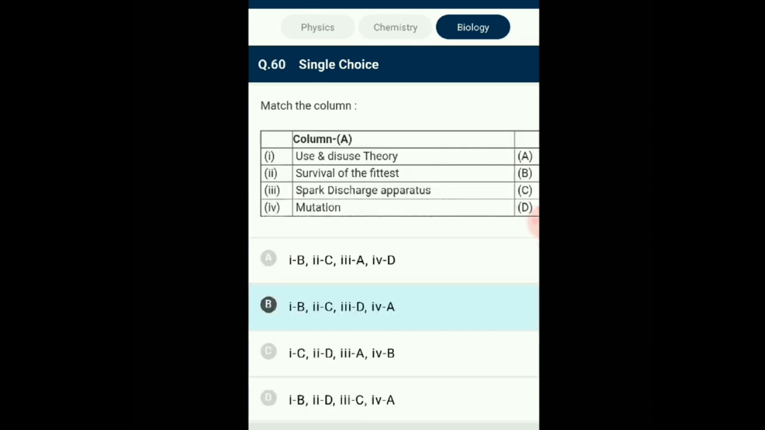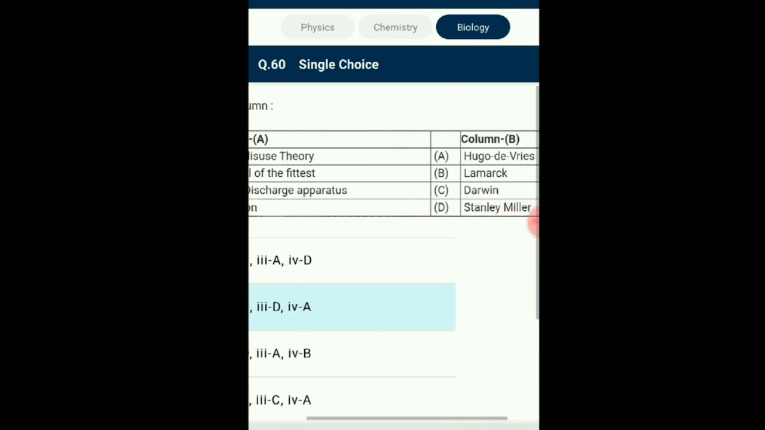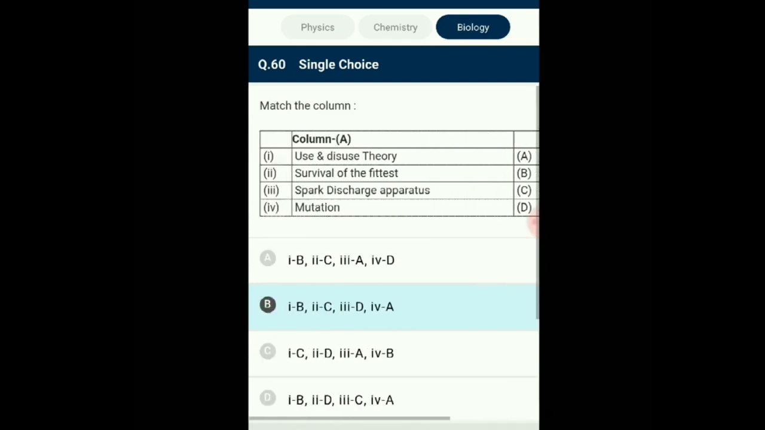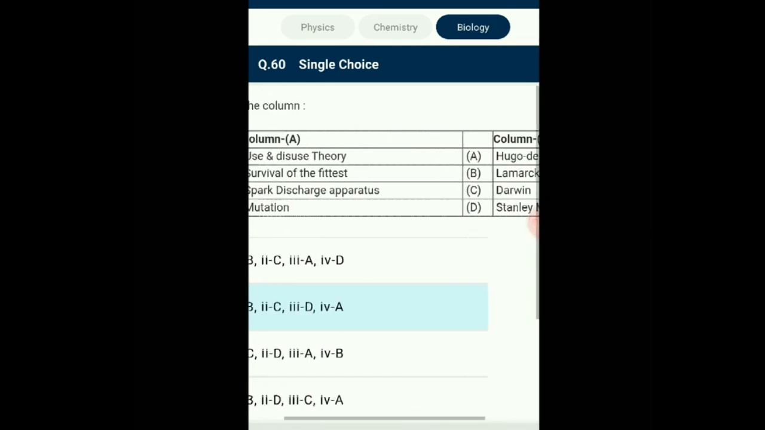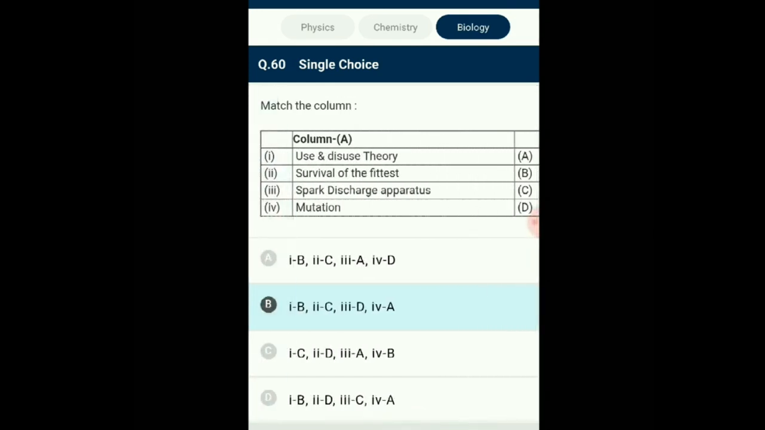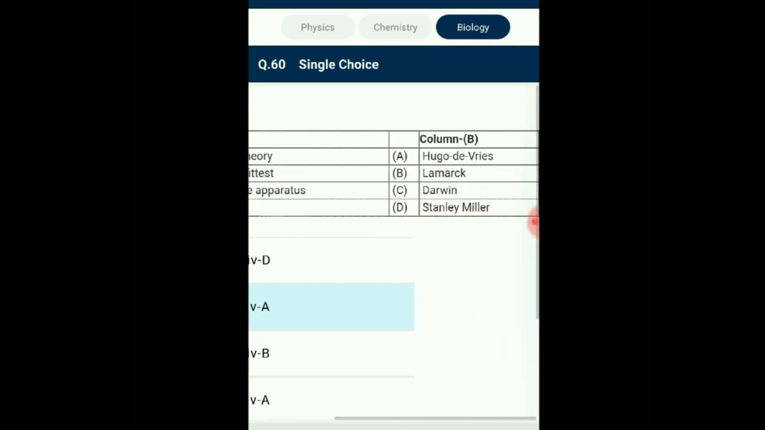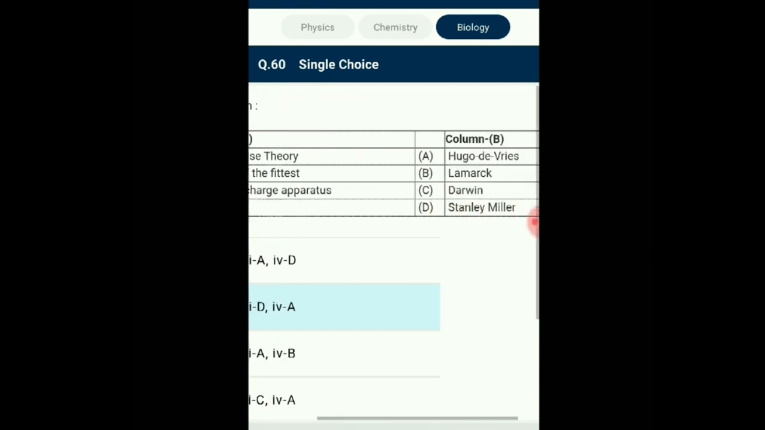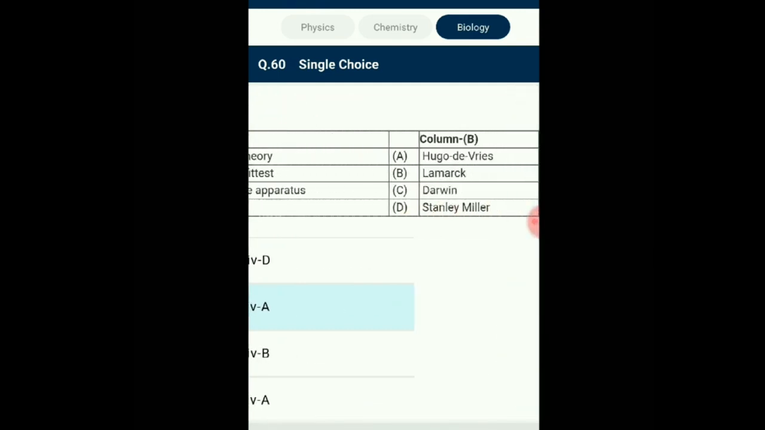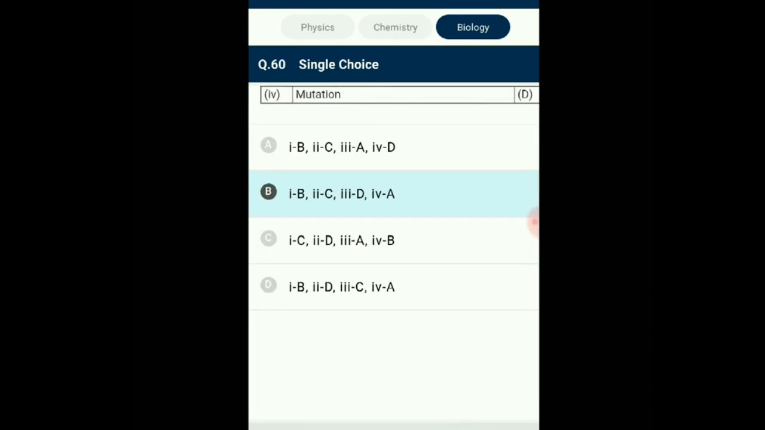Question number 60. Match column A with column B. The use and disuse theory was proposed by Lamarck. Second, survival of the fittest, that theory was proposed by Darwin. Third, the spark discharge apparatus was proposed by Stanley Miller. And fourth, mutation, that was proposed by Hugo de Vries. So the correctly matching option is option B.